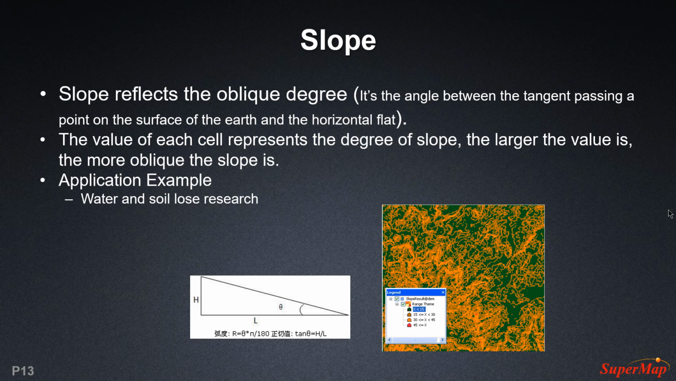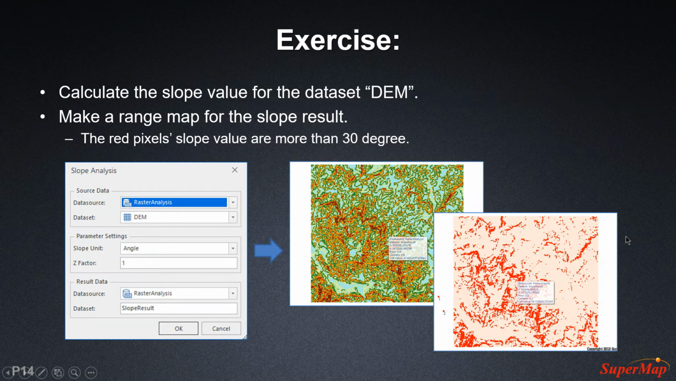So let's see what exercise we can do on this. Our exercise is to calculate the slope value for the dataset DEM. We will make a range map for the slope result, and the red pixel slope value will be more than 30 degrees. So let's go ahead and do this.